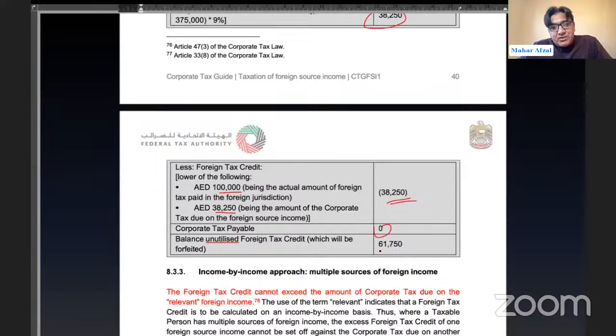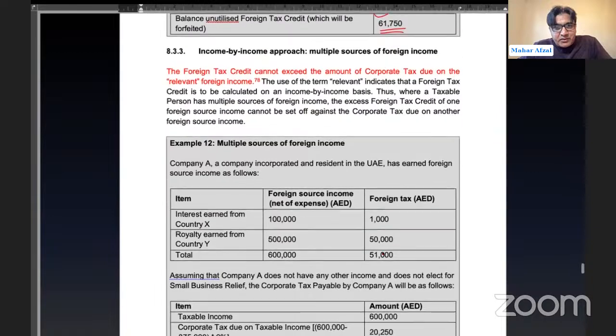They said this is unutilized tax credit. You cannot carry it forward or carry it back. It is lost straightaway.